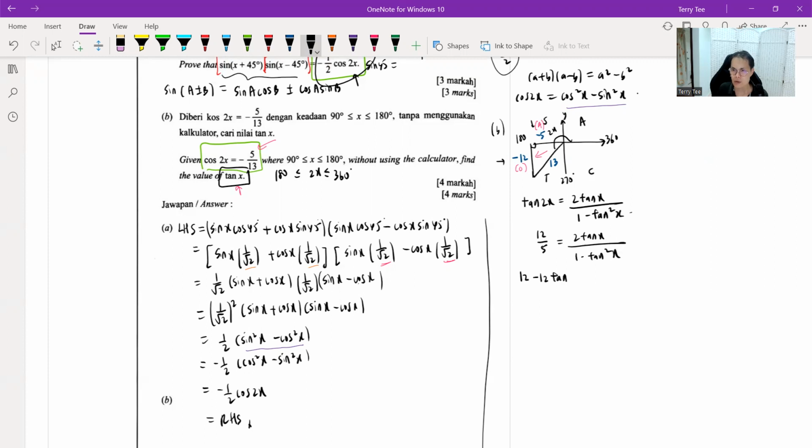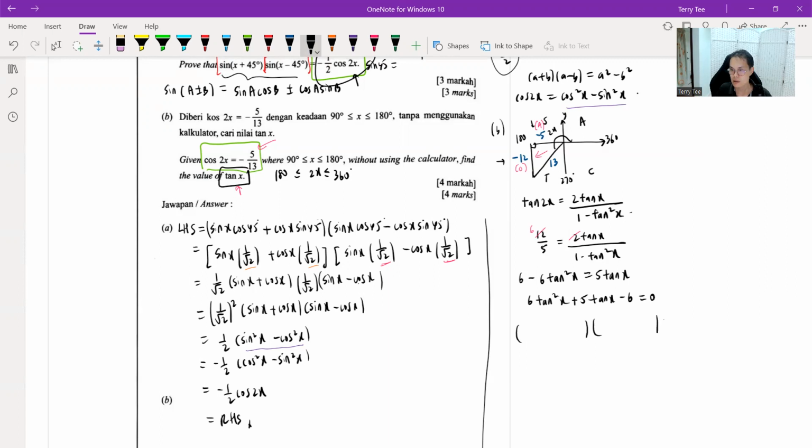In fact, before you multiply, I'm thinking, can we cancel this? 12, you can divide by 2, you get 6. So the number is smaller, and we don't need to divide by 2 later on. I just cross multiply: 6 minus 6 tangent squared x equals 5 tangent x. Bring everything to the same side: 6 tangent squared x plus 5 tangent x minus 6 equals 0.